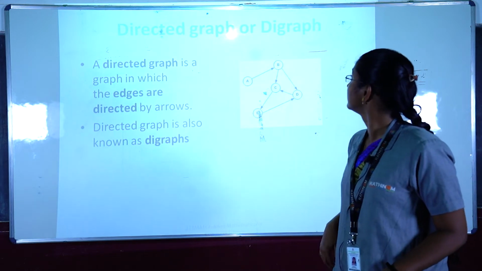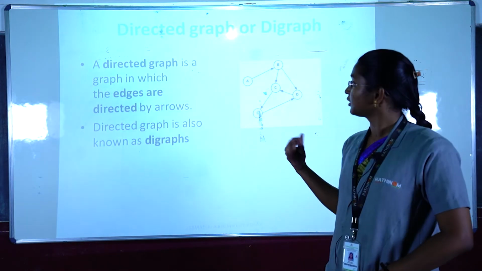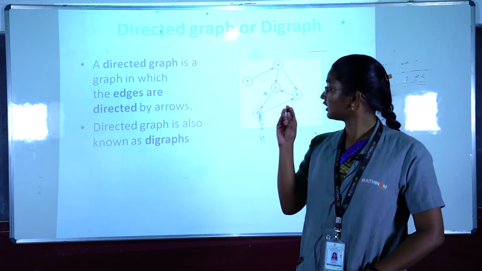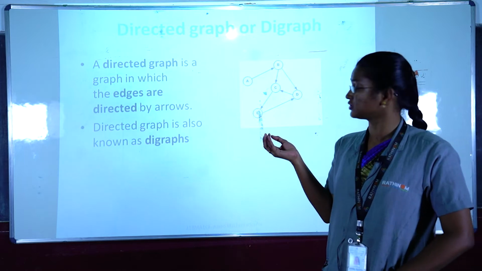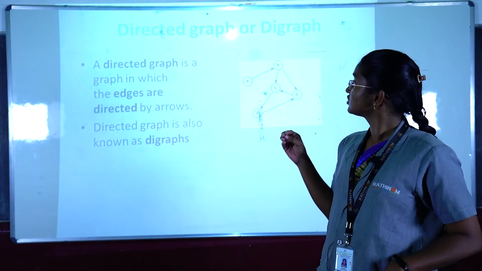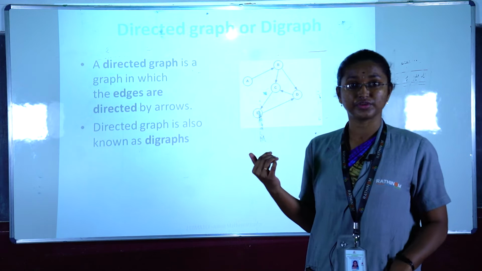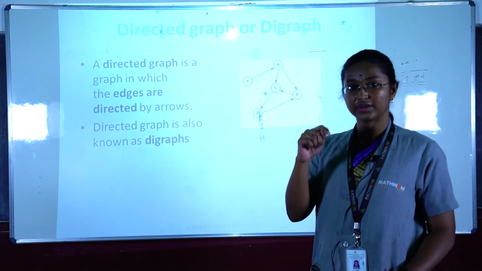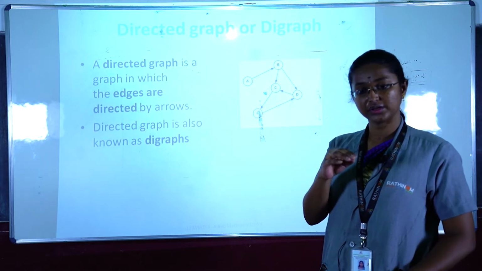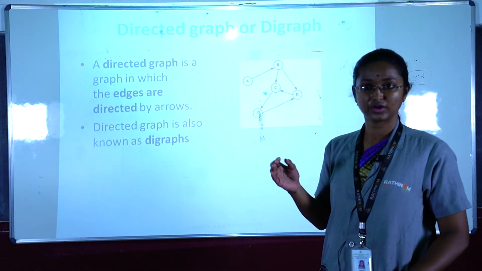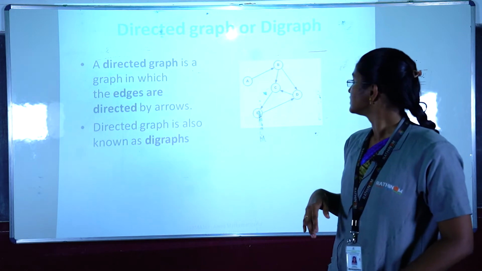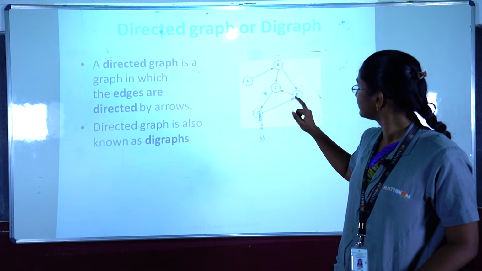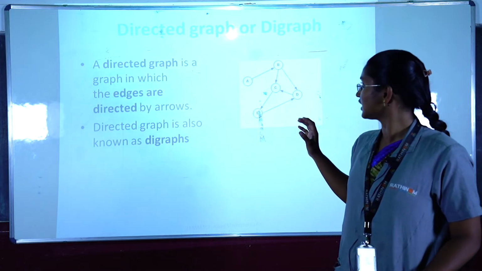Directed graph. It is also a type of graph. In a directed graph, edges are directed by arrows. The main application of a directed graph is a one-way traffic road. In a one-way traffic road, we have a path from a terminal A to B, but we cannot move from B to A. Similarly, here I have given a graph in which there are 5 edges and 5 vertices.